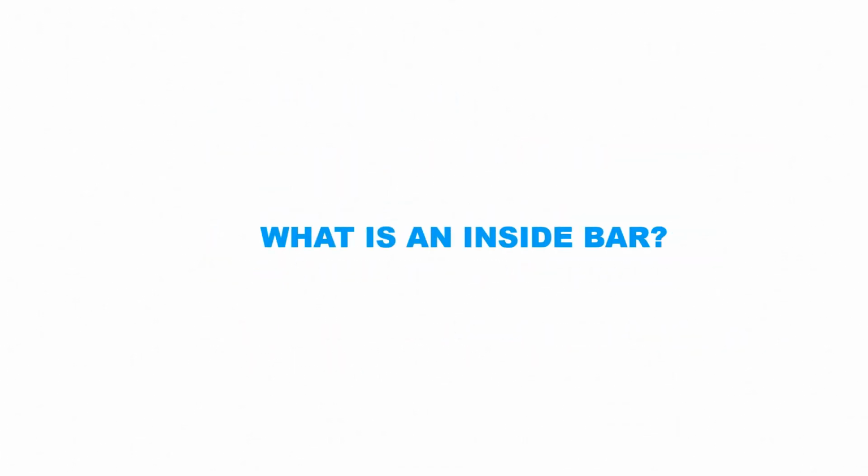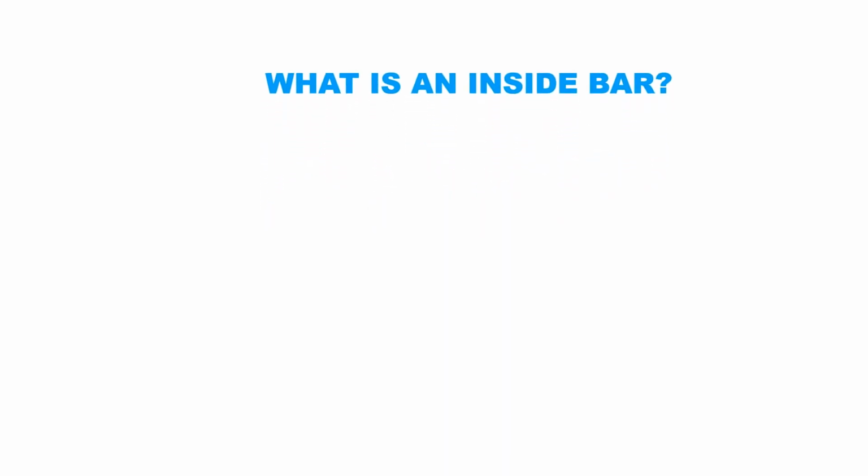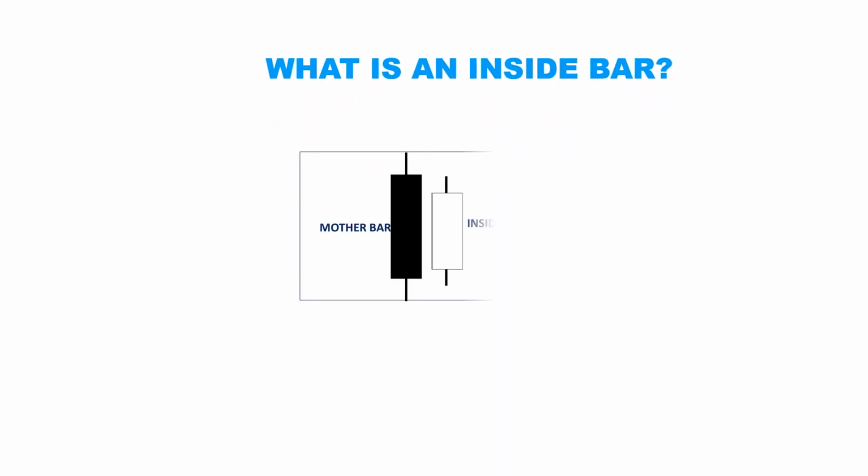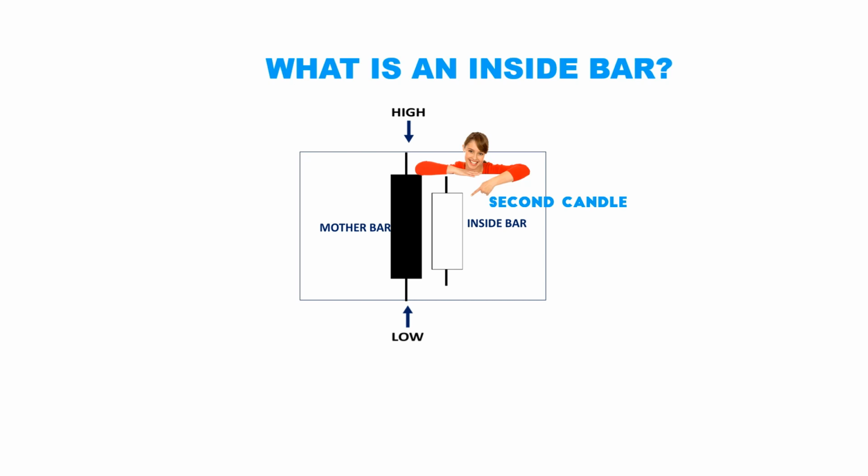What exactly is an inside bar? An inside bar in Forex is a two-candlestick pattern that occurs when the high and low of the second candle are both contained within the high and low of the first candle. This means that the second candle is completely inside the first candle.